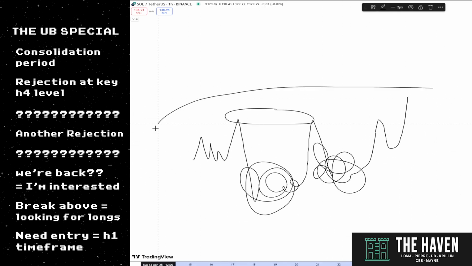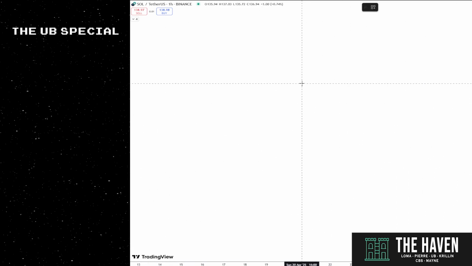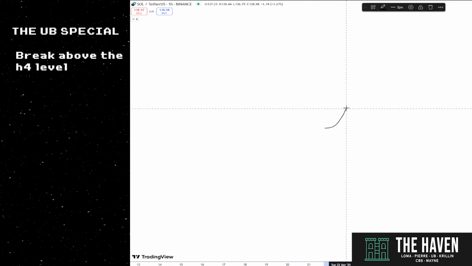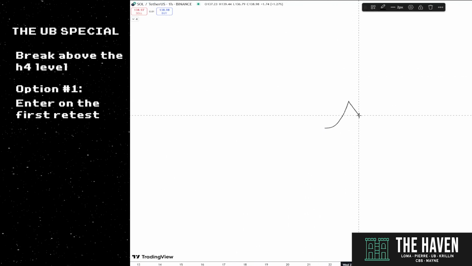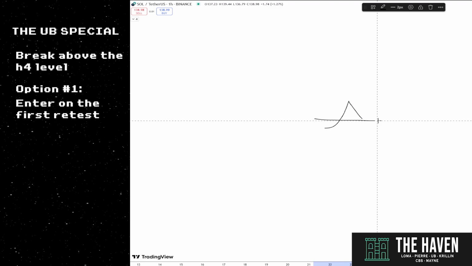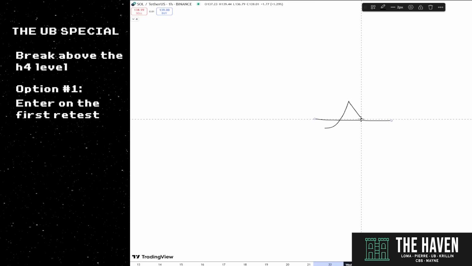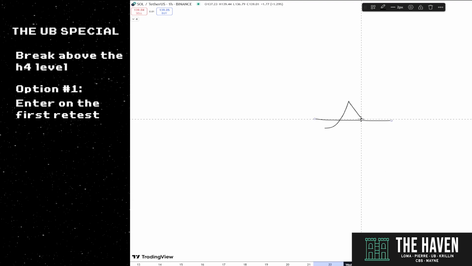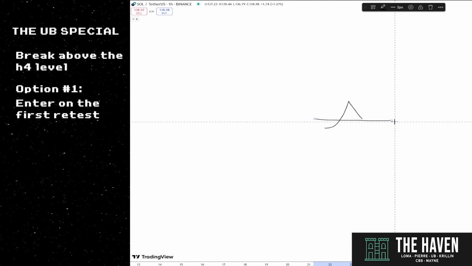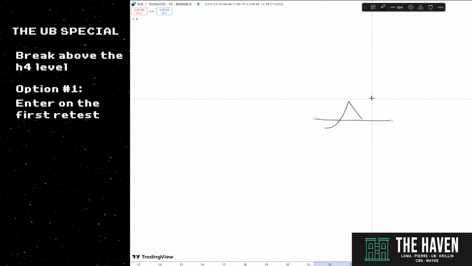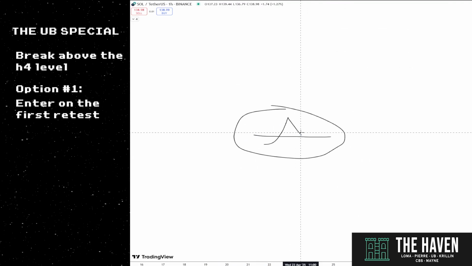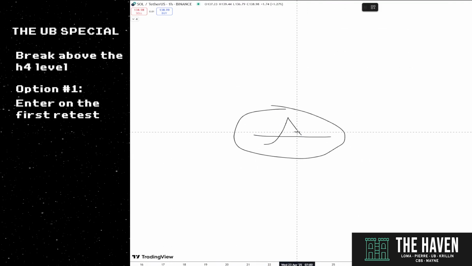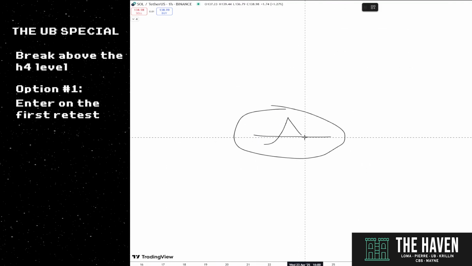Now, this entire diagram is the H4. On the H1, price has broken above the H4 level. I could either enter on the first retest of this H4 level, or let's say some other factors. I don't know, maybe Bitcoin looks weak, maybe Trump opened his mouth, whatever narrative you may have, fine. Maybe I don't enter on the first retest, but that's always an option. If the first retest fails, I can manually close on a loss of the level.